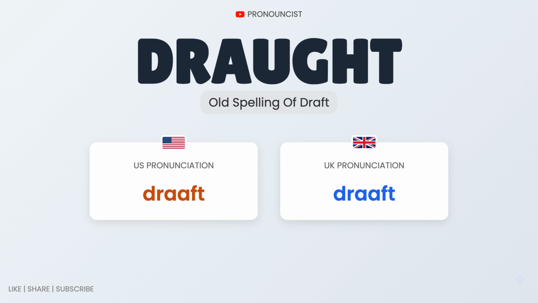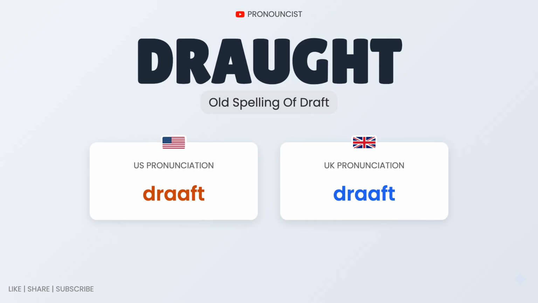Draft. Now read the syllables shown on the screen naturally. Draft. Say draft with a soft D and clear aft. Draft.